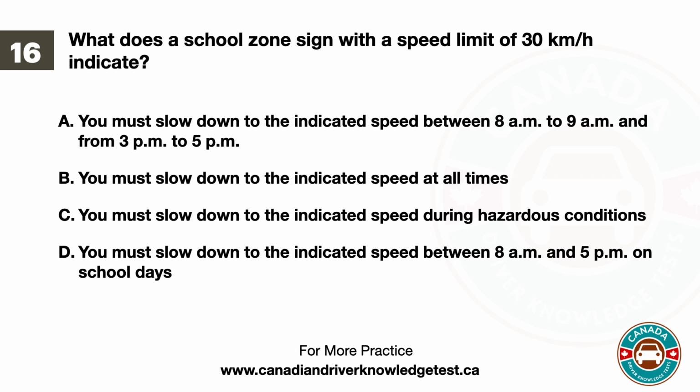Question 16. What does a school zone sign with a speed limit of 30 km/h indicate? A. You must slow down to the indicated speed between 8 a.m. to 9 a.m. and from 3 p.m. to 5 p.m. B. You must slow down to the indicated speed at all times.